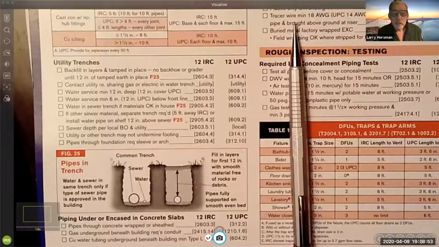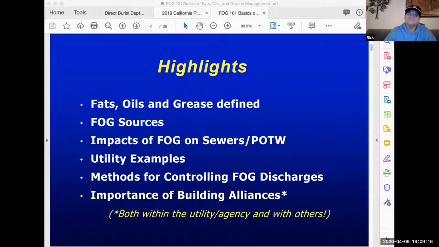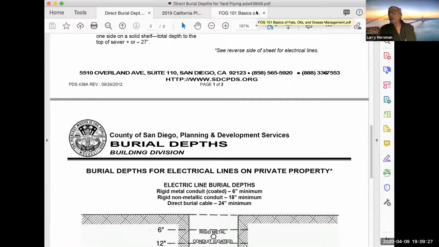All right. Gas piping. There we go. I'm trying to find something. Fog source is nice. Basics of fats, oils, and grease management. Nice. How good is that? That's good.